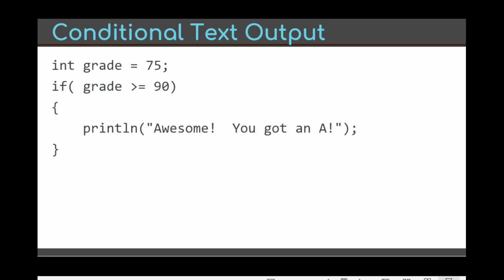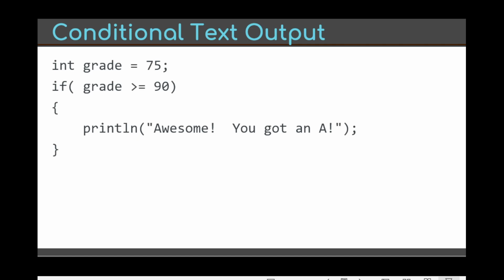Here's some conditional text output. Here's our example from earlier. We have int grade equals 75, and we want to see if grade is greater than 90, then run this block of code. Print line, awesome, you got an A. Very positive.